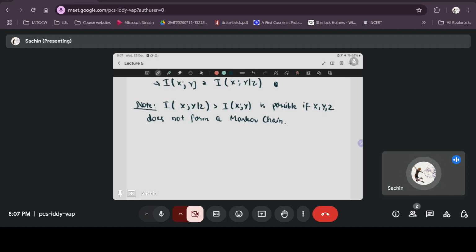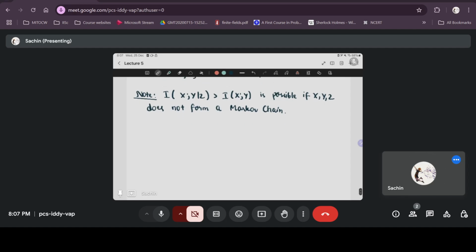We can see an example of this. Suppose x and y are fair, independent, binary random variables.